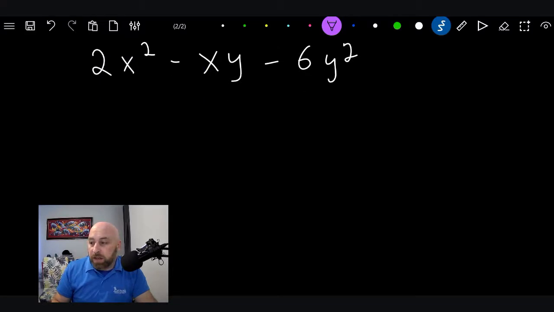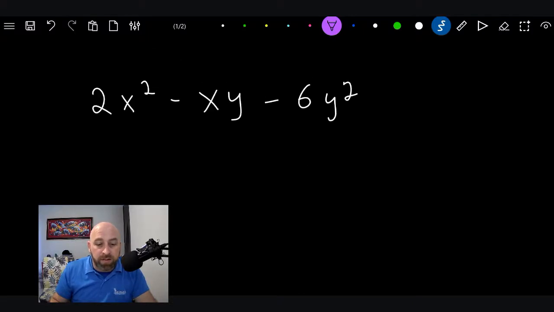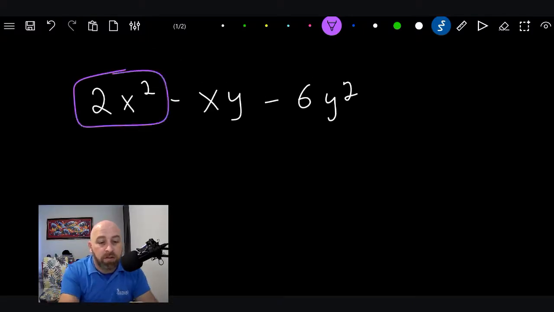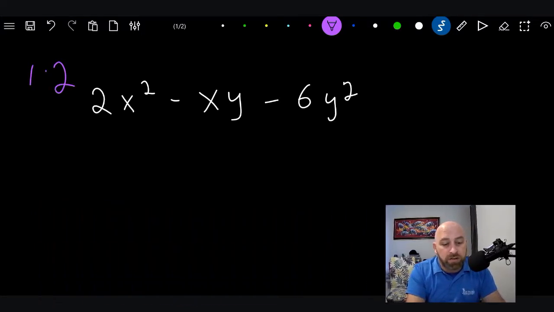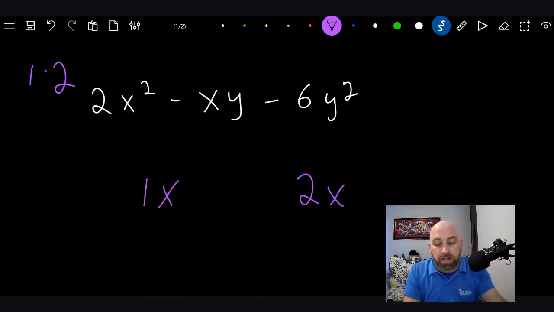This is on page 252. Page 252. All right. So now the only difference from the first one that we did is that we have a leading coefficient other than 1. Our leading coefficient is 2, so we just have to factor that. What do we get? 1 times 2. And so this is going to be a 1x and a 2x.